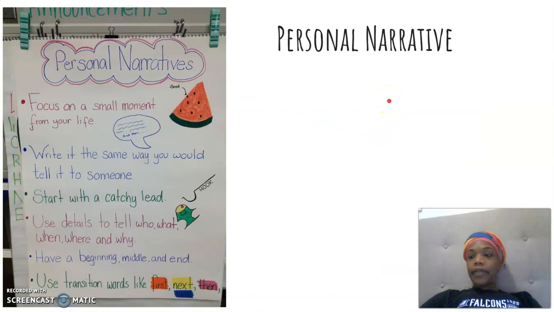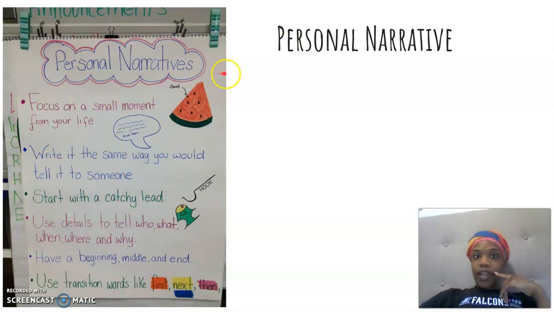All right, little happy writers. So we already know that a personal narrative is just a storytelling writing piece, right? And we've been doing that in our past writing. However, we are going to dive a little more deeper into making sure that we're talking about something in sequence, in order. First, second, next, last. Okay? Here is our anchor chart.